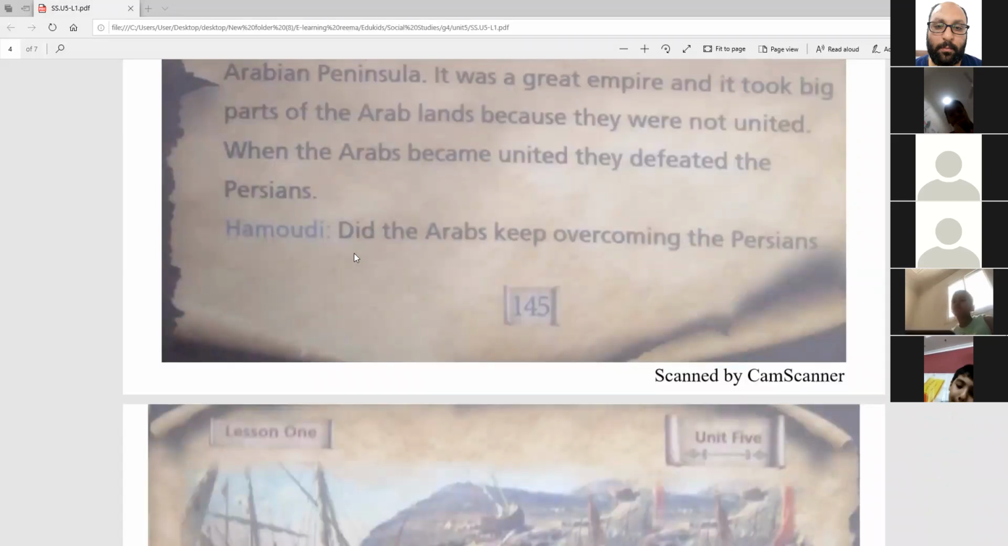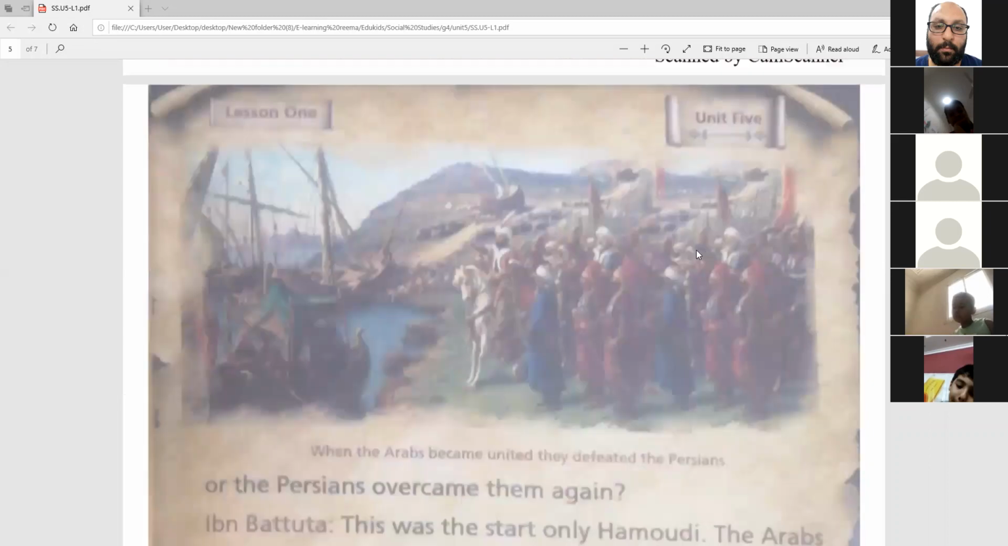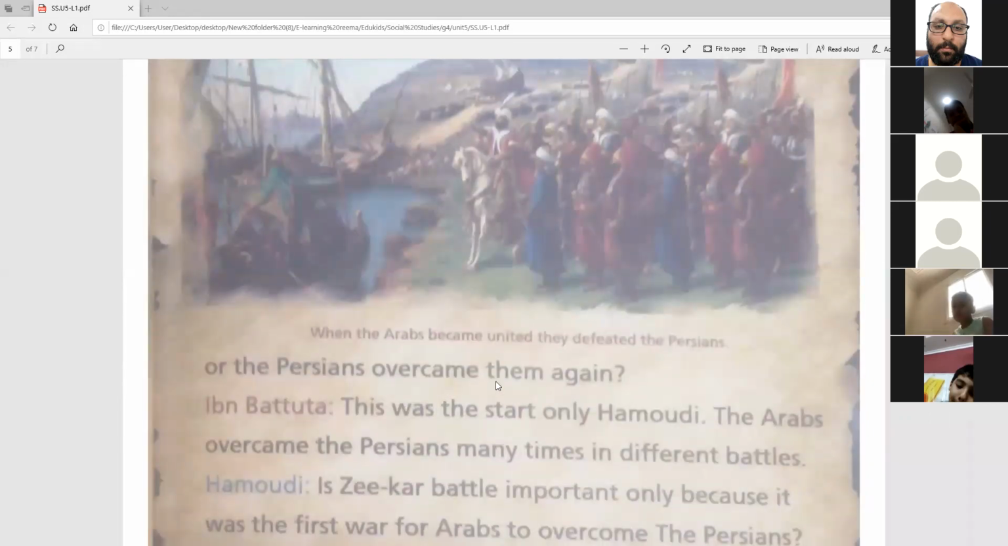Hamoudi asked, did the Arabs keep overcoming the Persians, or did the Persians overcome them again? Ibn Battuta answered, this was the start only, Hamoudi. The Arabs overcame the Persians many times in history, in different battles. One of them is Dhikar, but Dhikar was the first battle in which the Arabs overcame the Persians.